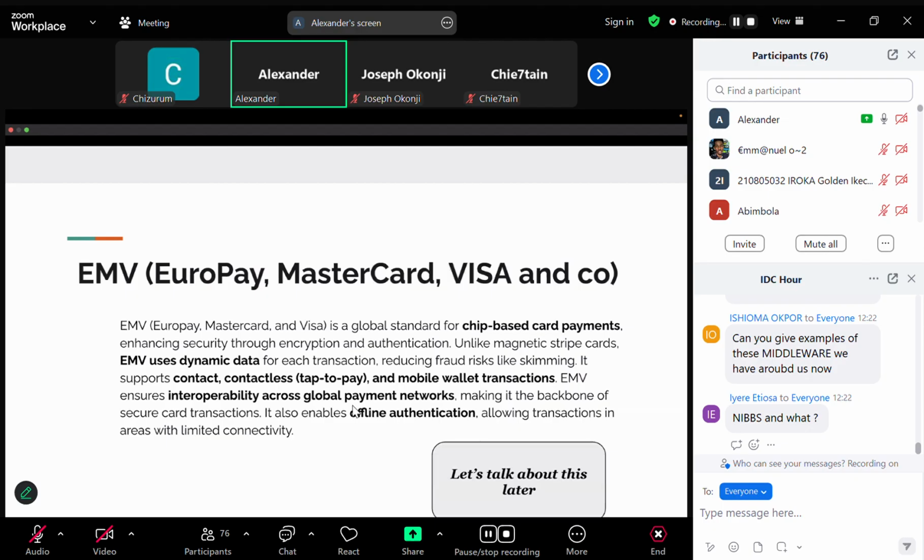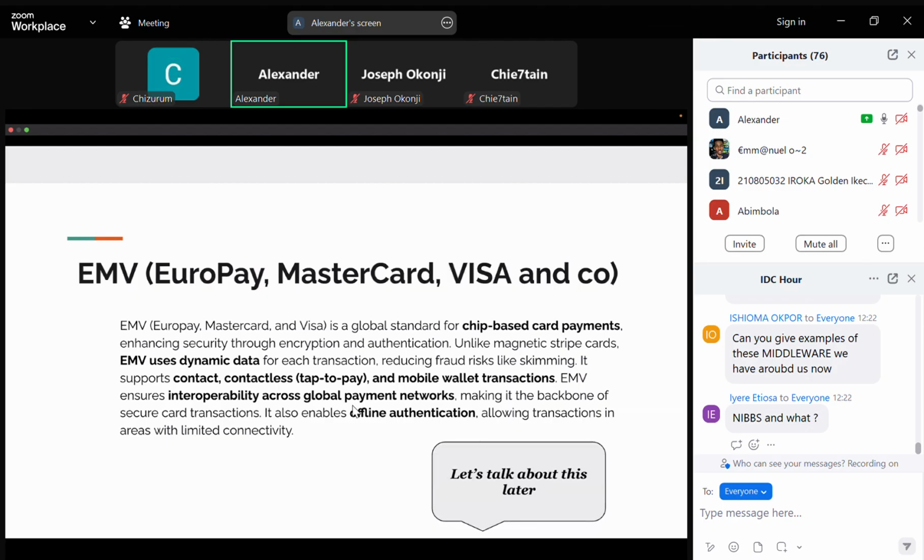We talk about EMV, Europay, Mastercard, Visa, and Co. The reason why there is Co there is that there are a lot of card schemes today. We have Verve, which is the number one card scheme in Nigeria. Please, if you have not gotten your Verve card, please go and get your Verve card.